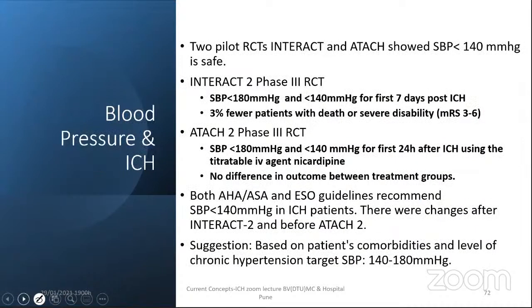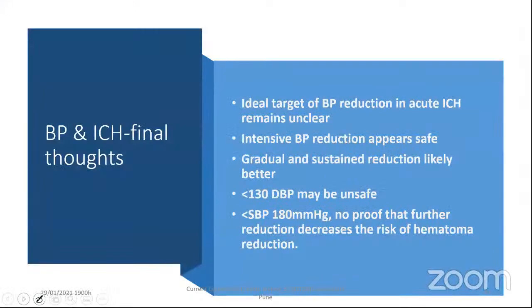So these are the guidelines, and based on the patient's comorbidities and level of chronic hypertension, the target should be, if you have doubt, 140 to 180, and keep it that. See that the blood pressure is maintained for 7 days. Okay, so that's the conclusion about blood pressure and ICH. I'll give some more final thoughts.